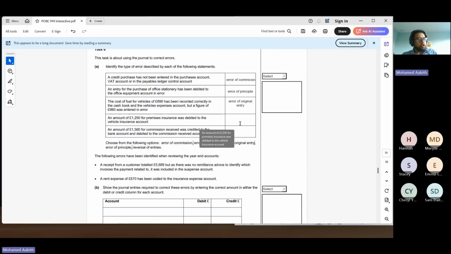But you can also do the net effect of those two errors, and we either take away or add to those accounts to make sure the balance has come back to the original way. We may see some examples later on. The amount of 1,250 for the premises insurance has been debited to the vehicle insurance account. So that means it's two different expense accounts, but they are wrong. If they are wrong in that way, we're going to call them an error of commission. In this scenario, the error could be corrected by taking the amount away from the vehicle insurance by crediting it and debiting the premises insurance account there.